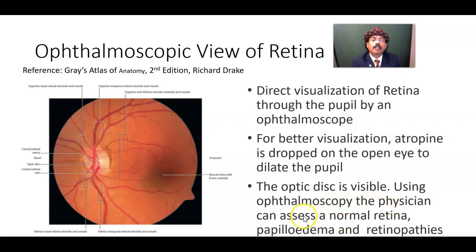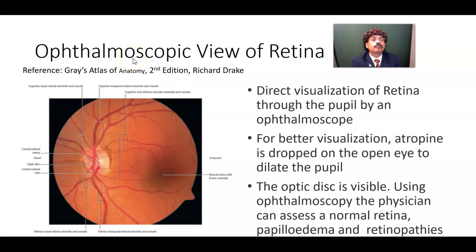The physician can assess the normal retina so that they can also compare that to the abnormal retina. They can assess papilloedema. Is there any type of edema in the optic disc area? Retinopathy like hypertensive retinopathy, diabetic retinopathy. They can even assess retinal detachment. So this is a way to visualize directly by means of a light from the ophthalmoscope.